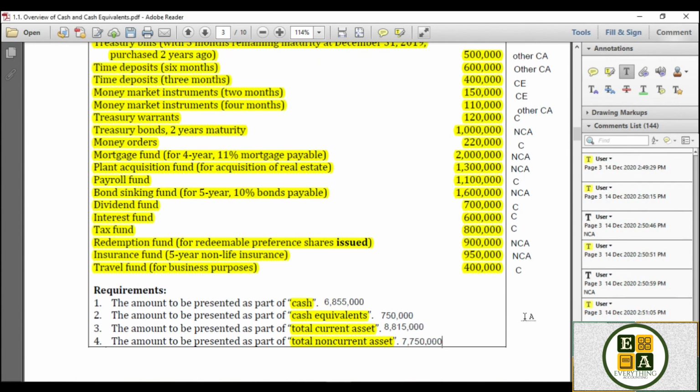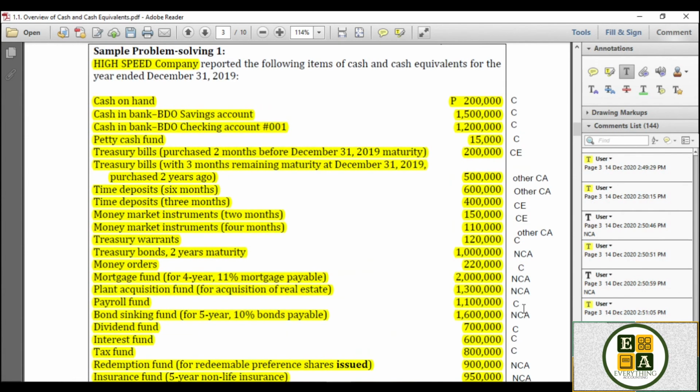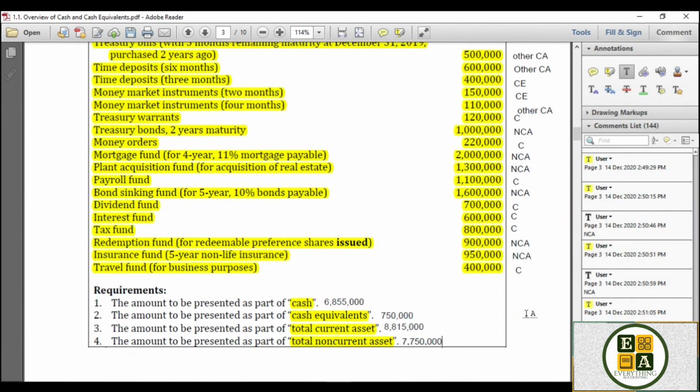Okay? Yan yung ating answers. Okay? So, I hope na gets kung paano nakuha yung pag-solve ng sample problem solving 1. Although meron niyang solution dyan. Ginanito ko lang to explain further.